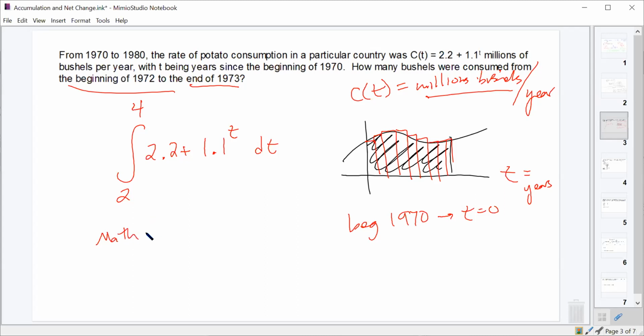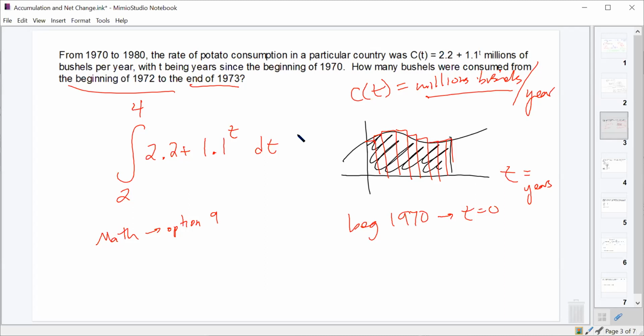You're going to hit the math button, and then you're just going to hit 9. It's option number 9 on your TI-83 or 84. And with any luck, for most of you, it will pop up an integral sign, and you'll put in your lower limit, your upper limit, your function, and your d whatever. For our purposes, whenever we plug these into our calculator, we're just going to type in whatever variable we happen to have as an x. So your lower limit is 2, your upper limit is 4. You'll type in 2.2 plus 1.1 to the x, and then you'll put dx.